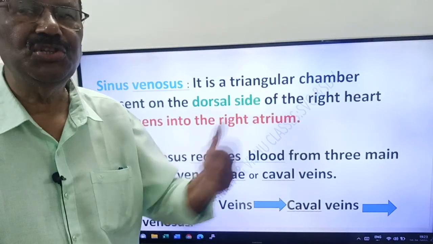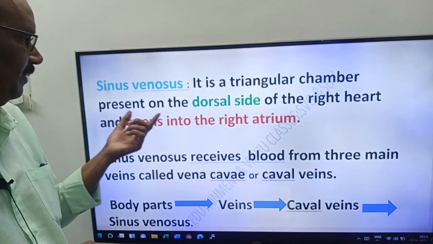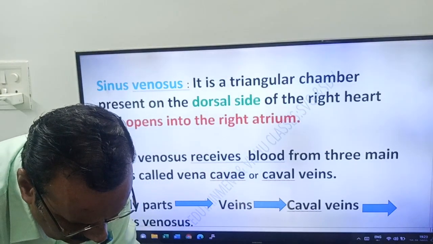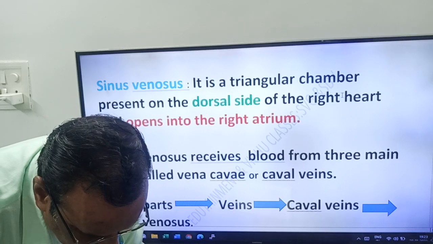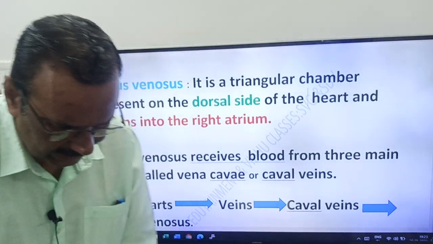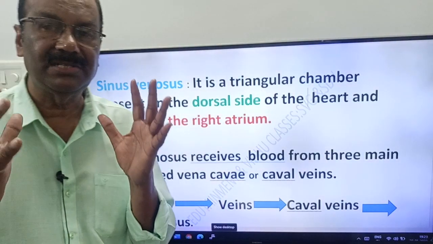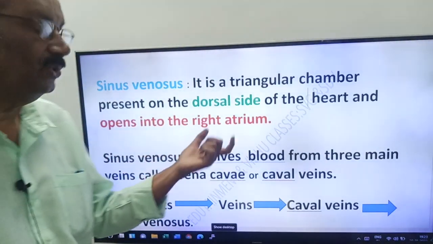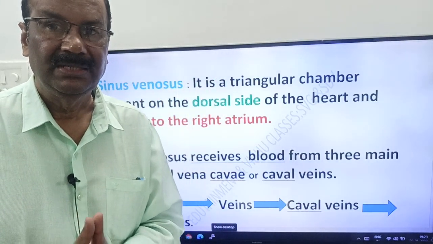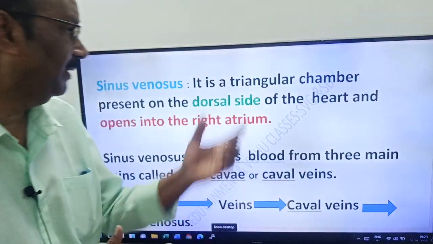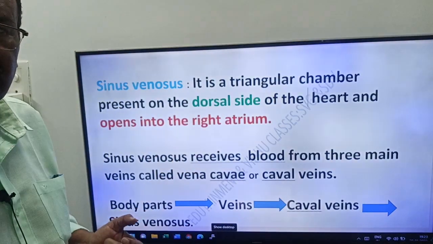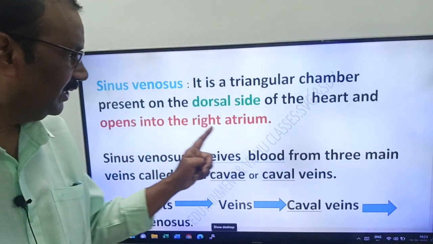It is a triangular chamber present on the dorsal side of the heart. Friends, sorry, here it is the dorsal side of the heart. It opens into the right atrium. See, friends, what is sinus venosus? It is a triangular shaped chamber. It is present on the dorsal side of the heart. It opens into the right atrium.